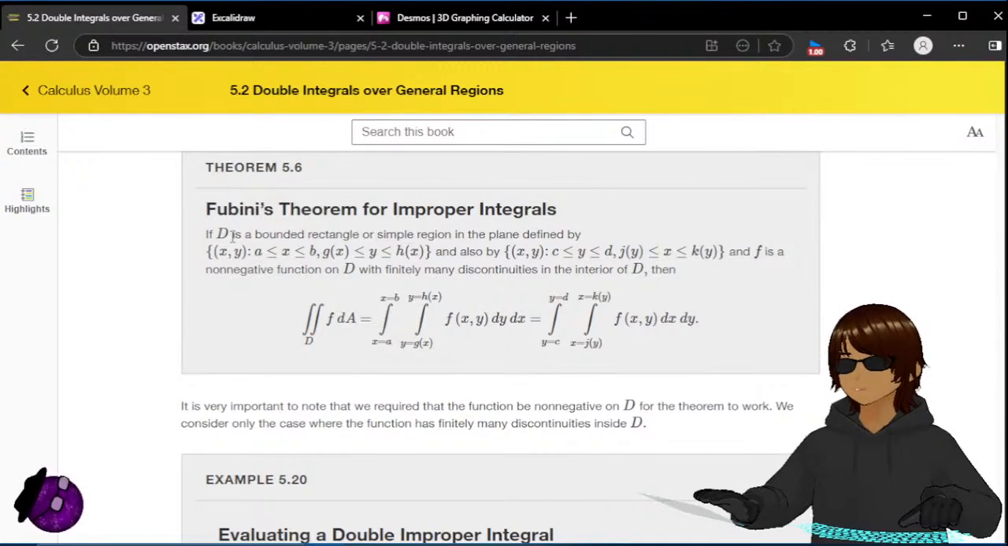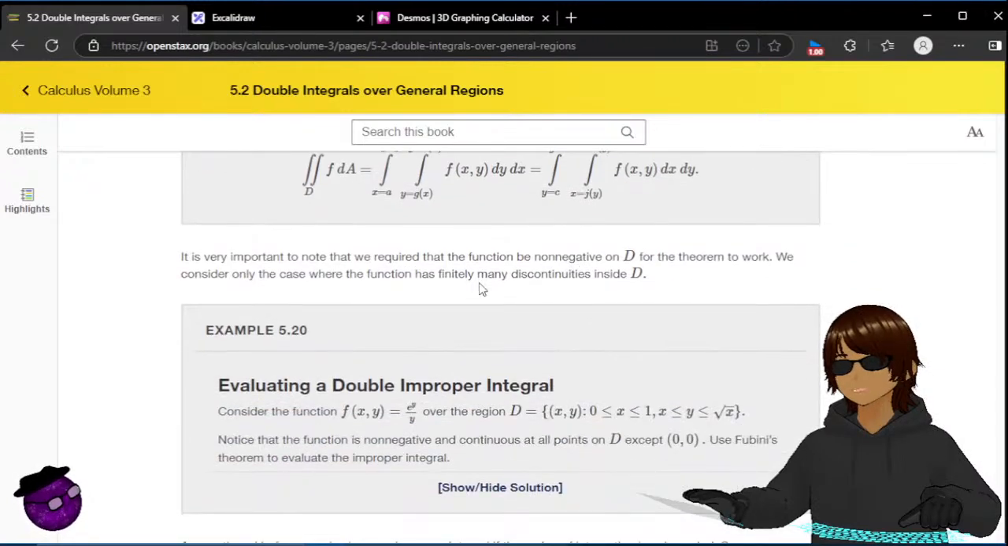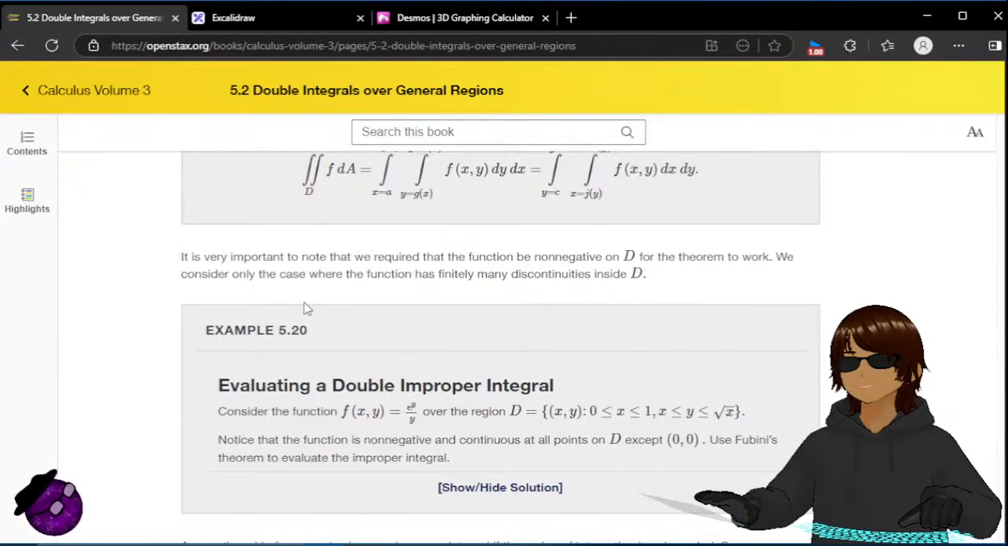If D is a bounded rectangle or a simple region in the plane defined by this, and also by this, and f is a non-negative function on D with finitely many discontinuities in the interior of D, then we have this, from a to b, from this function to this function. We can flip the x and y. It is very important to know that we require the function to be non-negative on D for the theorem to work. We consider only the case where the function has finitely many discontinuities inside D.